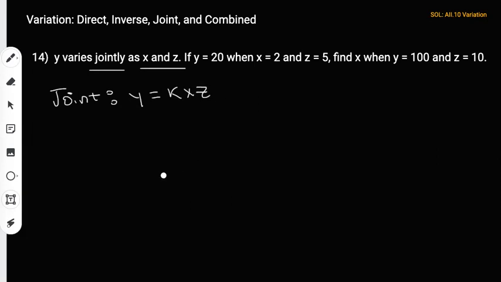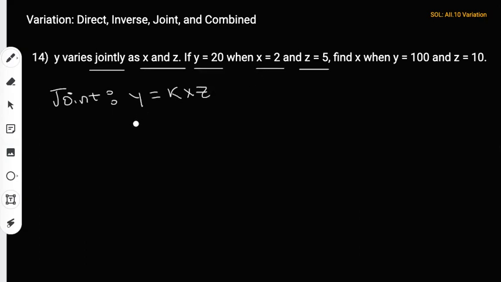So it tells us to write down the formula, joint variation, and then it tells us our initial information. So it tells us if y equals 20, when x equals 2, and z equals 5, find x when y equals 100 and z equals 10. So we're going to use these first three numbers to plug in for the right variables.